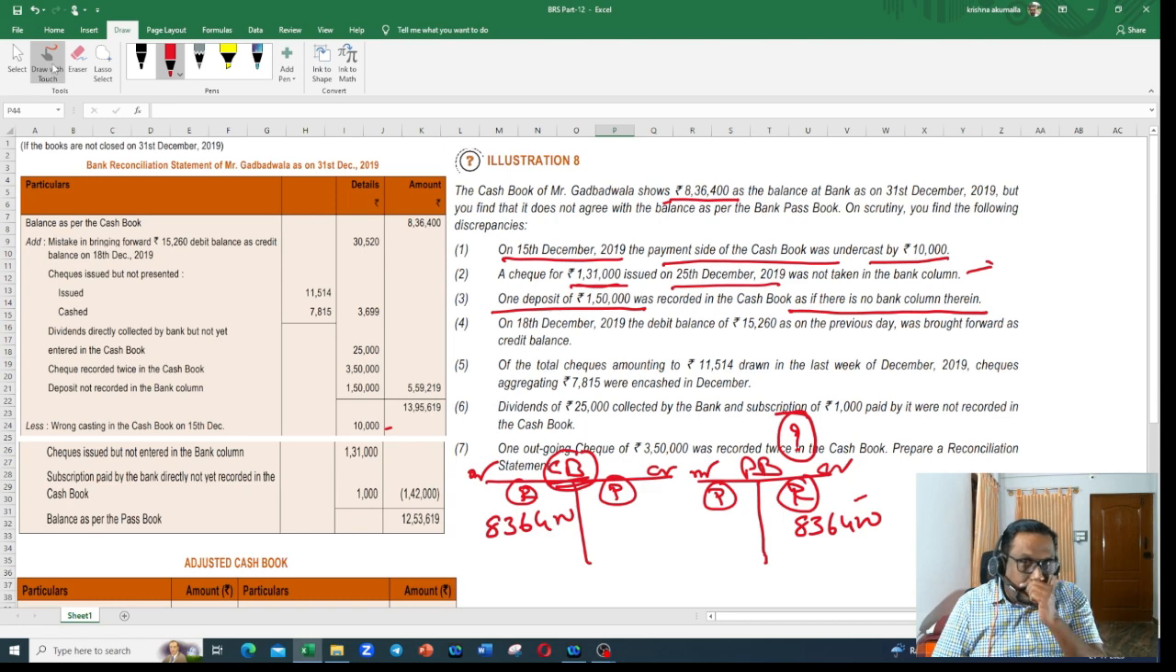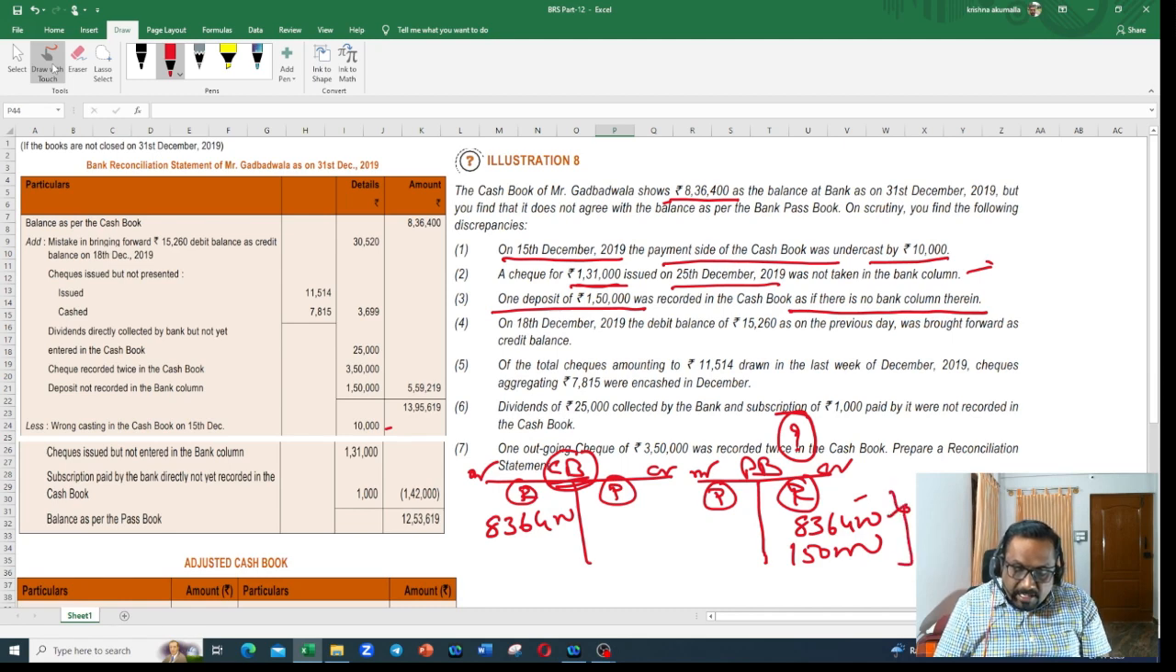So this is not recorded in the 3-columnar cash book bank column. But on the receipt side, it should have been recorded. The banker would have recorded it on the receipt side. So 1,50,000 would have been recorded here, but I have not recorded it in the cash book. Since it is not recorded in the cash book, what happened to the balance here?